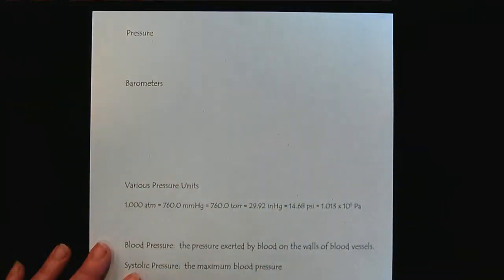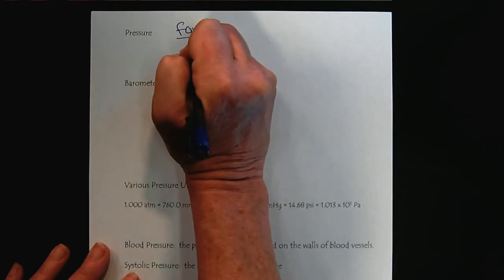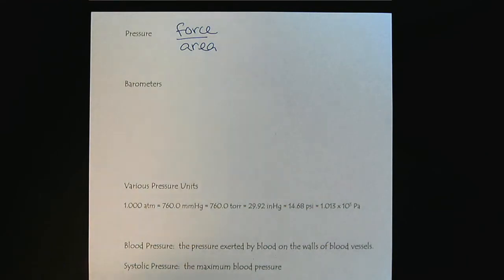So the first thing we want to do is, what's the definition of pressure? Pressure is a force over area. So an example of this would be if I'm pressing my hands together, we would have equal force between them, and so there's the pressure I feel.